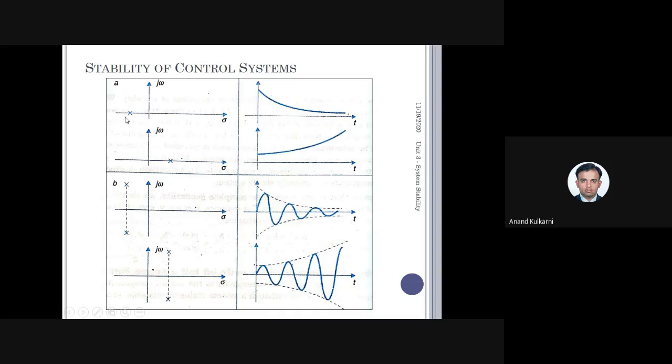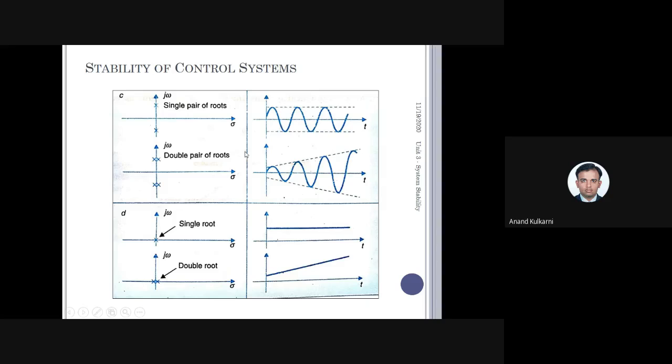If the root is at the origin, that means it has 0 real part and 0 imaginary part, the system becomes limitedly stable. That is, bounded input gives bounded output, but in the absence of input, output is not coming towards 0. It follows the first law but doesn't follow the second law of stability.